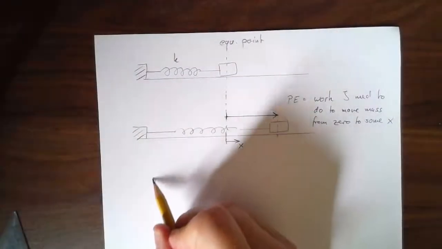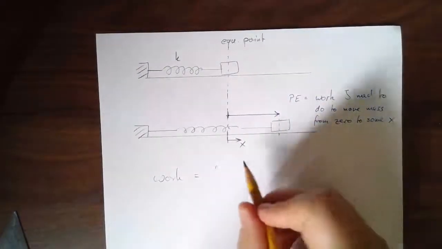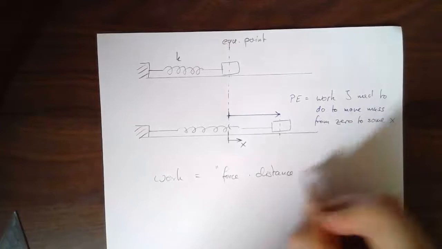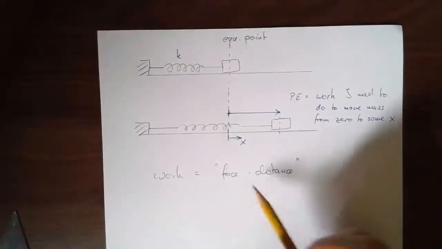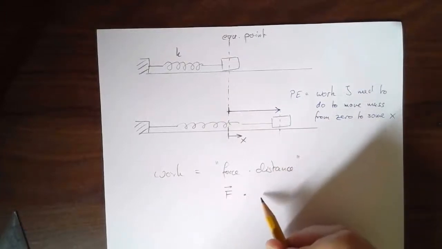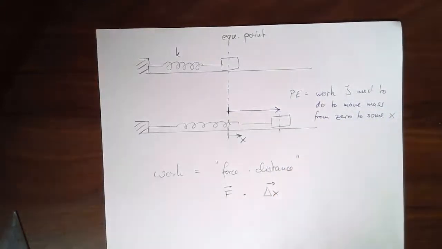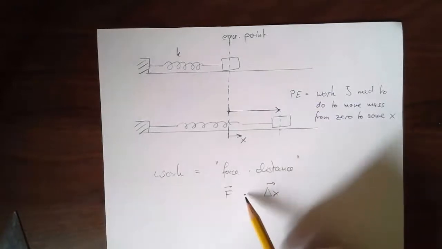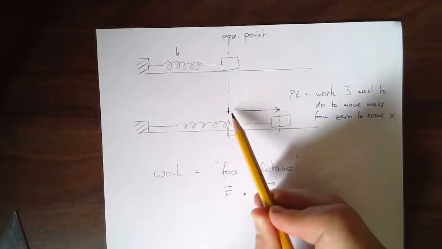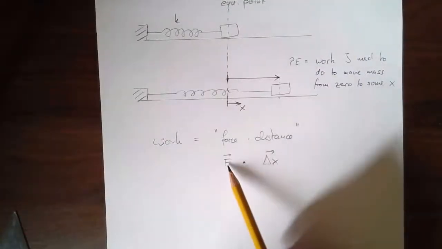Okay, now work equals, and I'm going to write this in sort of rough terms, force times distance. Of course this is rough because really I should be writing F as a vector dot delta x. But even that, the dot product involves the angle, so really I'm just taking the force component in the direction of the displacement. Hopefully you remember that from your mechanics course.